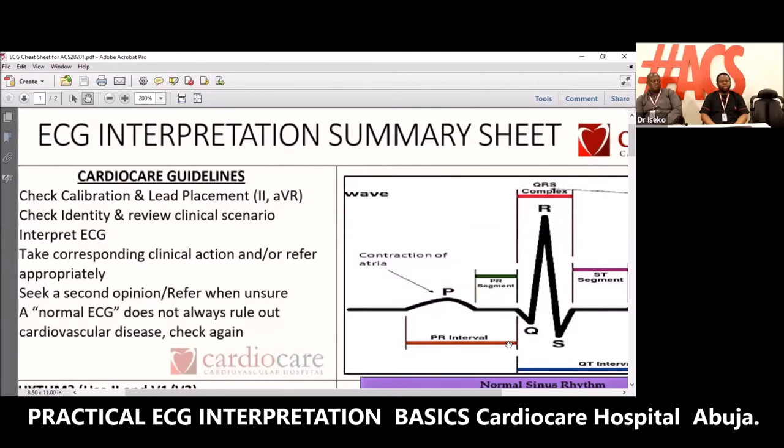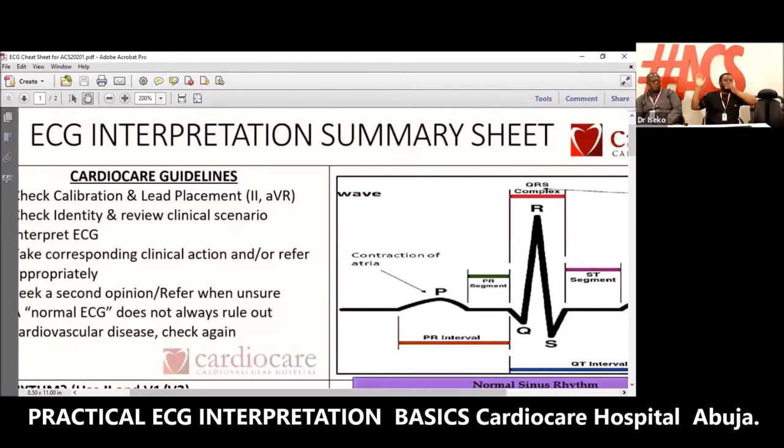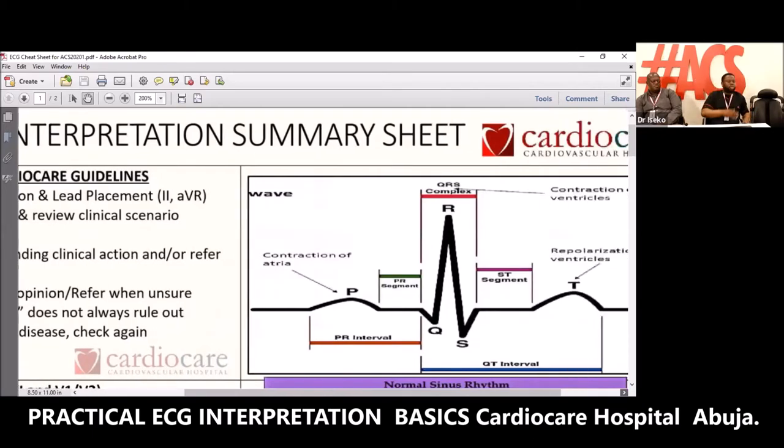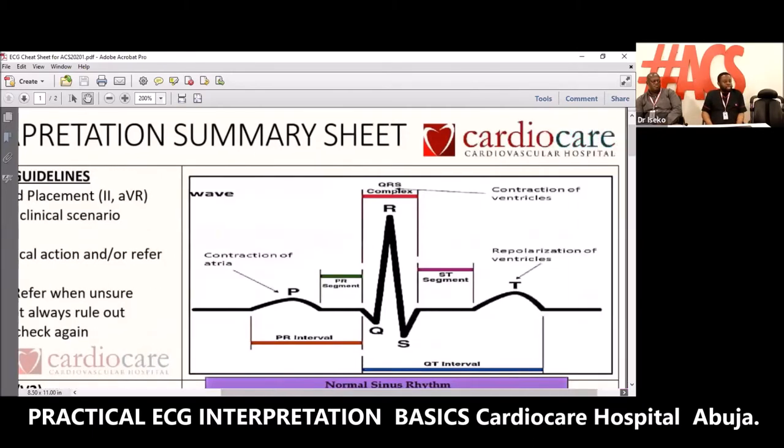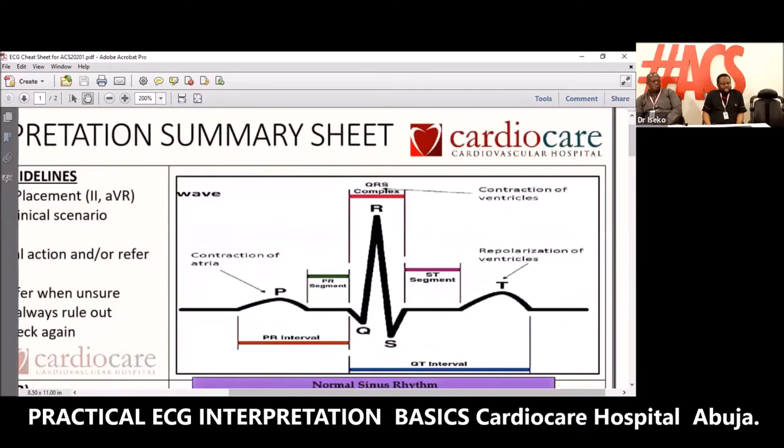Now remember, a normal ECG does not rule out cardiovascular disease. Check again. So this is what a normal ECG looks like: P, QRS, and T. Now you see that the P is there. There's one wave I want to focus on, the Q wave. You can see the Q wave there. The Q wave is the first negative deflection after the P wave. You have to remember the definition.